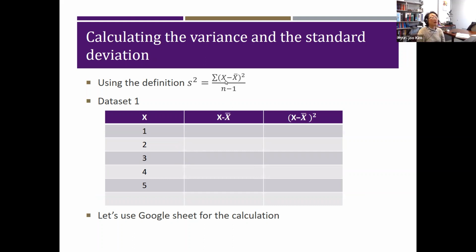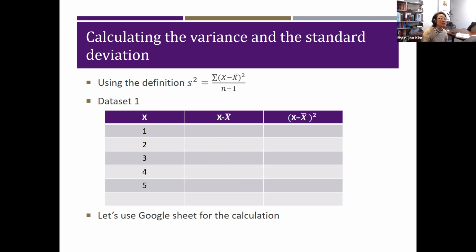Here, we're going to look at how we can calculate this when we have a data set in a spreadsheet. We're going to quickly calculate the variance of data set 1 by hand, and then we're going to move to a Google Sheet, so that when you have a bigger or more complicated data set, you can use the Google Sheet a little bit more easily.